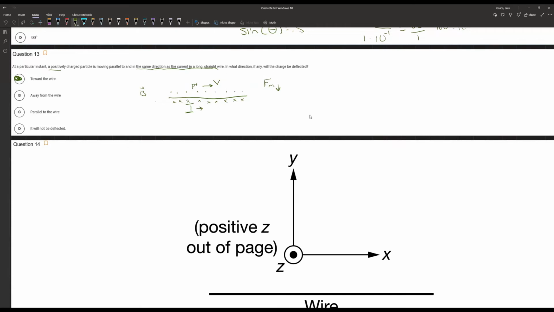Now, my concern is, what if it's on the bottom? Because here I happen to have downward, and it looked towards the wire. Let's say I have this positively charged particle moving in the same direction as the current on the bottom. We do the right-hand rule again, and we point our finger to the right. In this case, we point our index finger into the page, and our thumb tells us that the force is going to be pointing up. So this positive particle will move in that direction, locally up, or towards the wire.